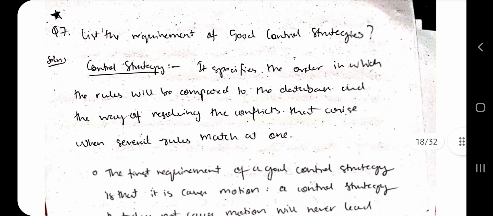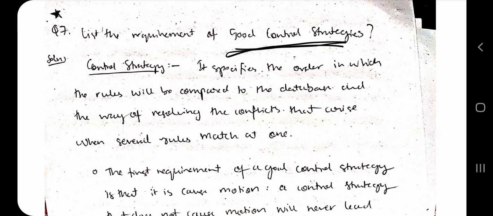Okay. Next, we have: list the requirements of good control strategies. A very important, super important question. What are the good control strategies? Before moving on to good control strategy, you have to first define what a control strategy is. Control strategy means only what I told you.